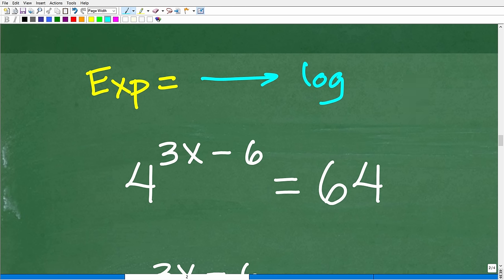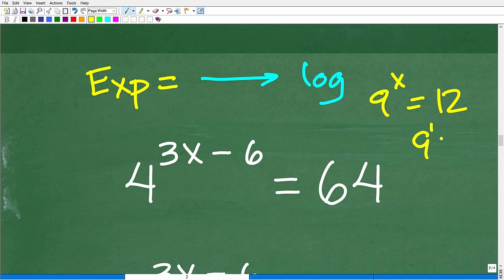We already know that the answer here is x is equal to 3. And I gave you two methods that you could solve this easy exponential equation using those particular techniques. But now, let's suppose that we had this type of equation. Let me just make something up. How about 9 to the x power is equal to 12? Okay, 9 to the x power is equal to 12.